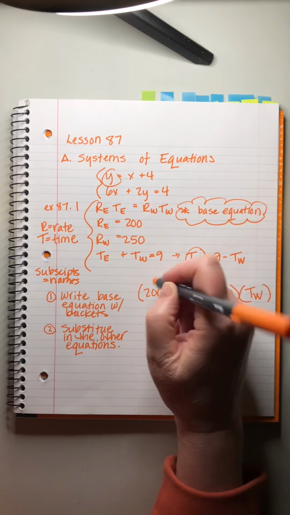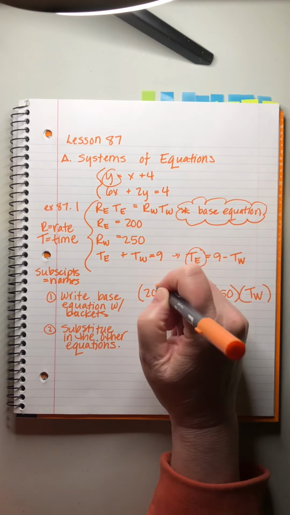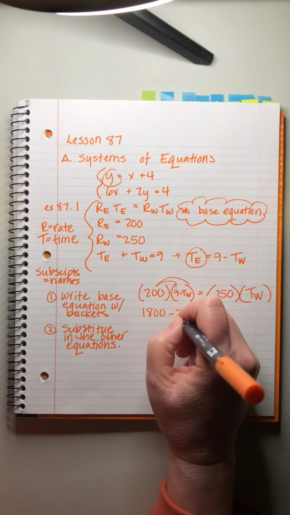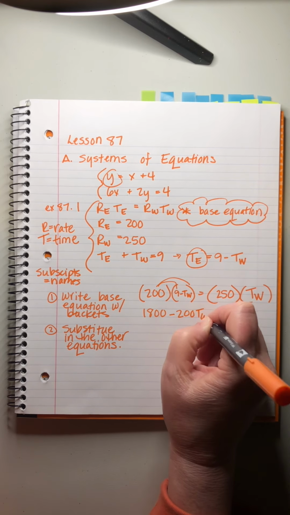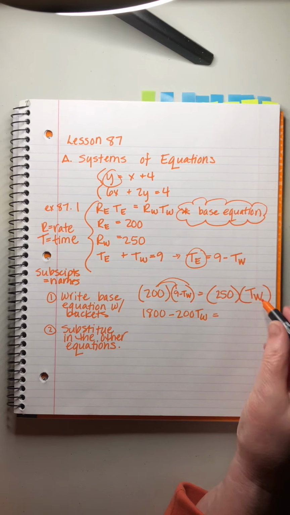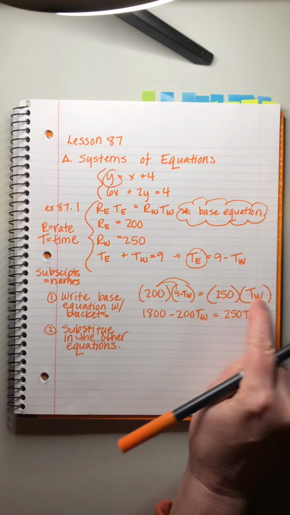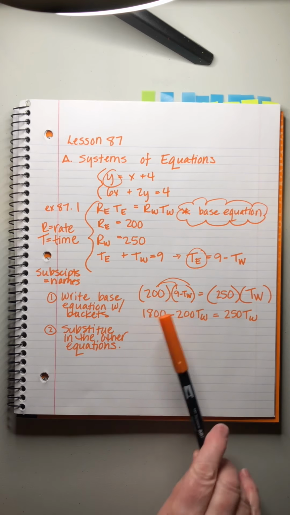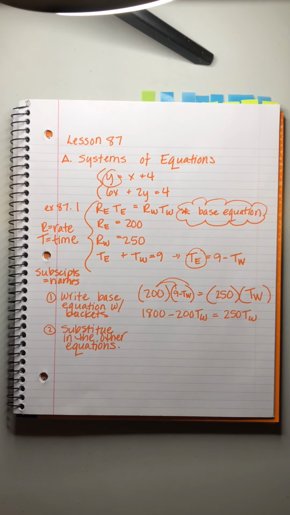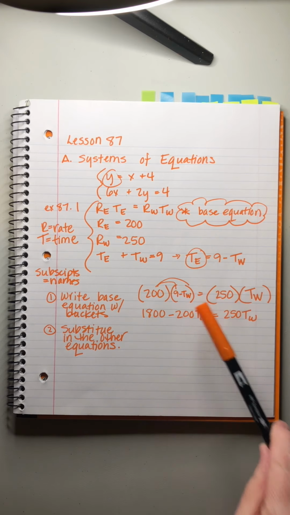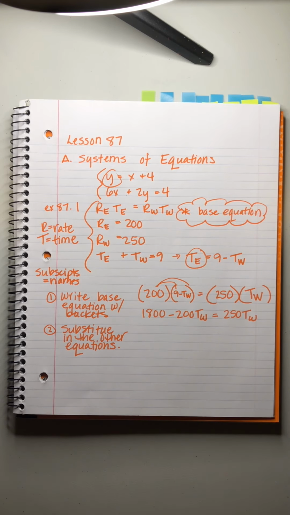All right, now we're into familiar territory. We're going to distribute 1,800 minus 200 TW equals, and this we don't even have to do anything, just take the parentheses off. We didn't need these parentheses, but back when we were just setting this up, we didn't know that. We didn't know how it was going to work out. So just go ahead and put them in buckets, and then you can rip them off when you need to.